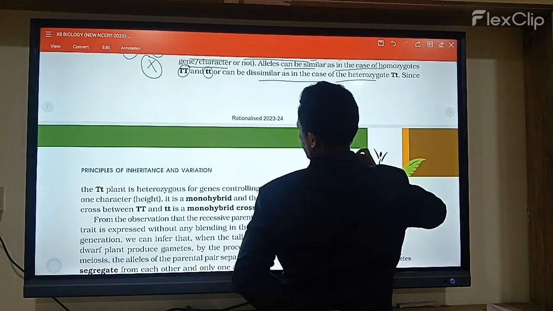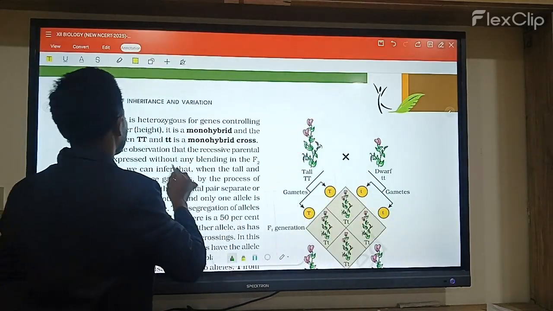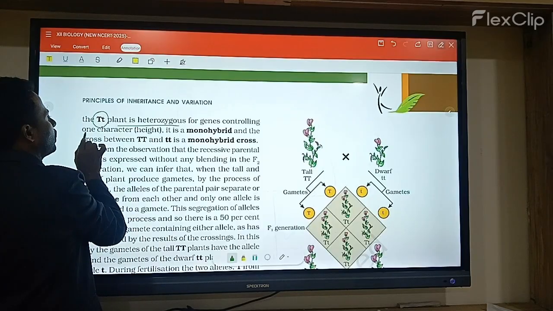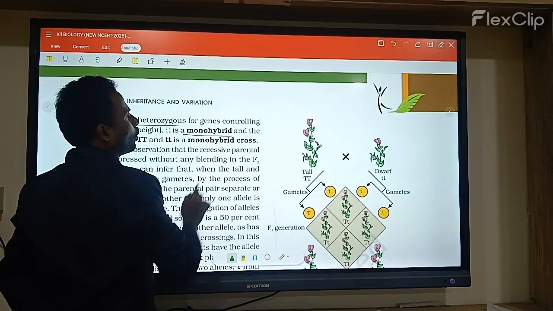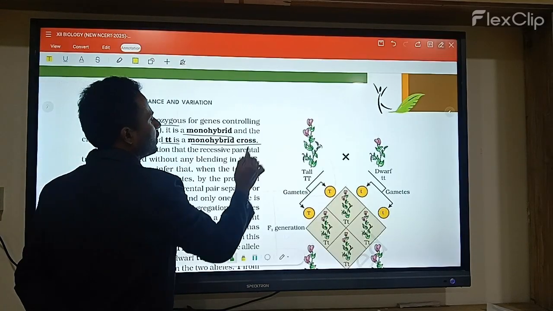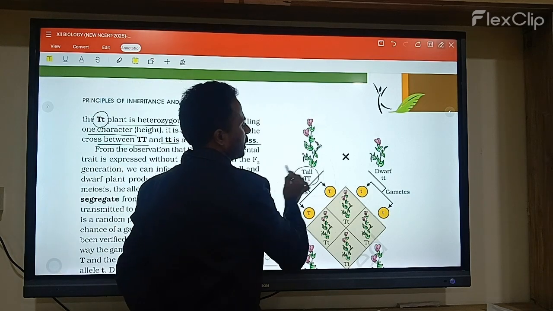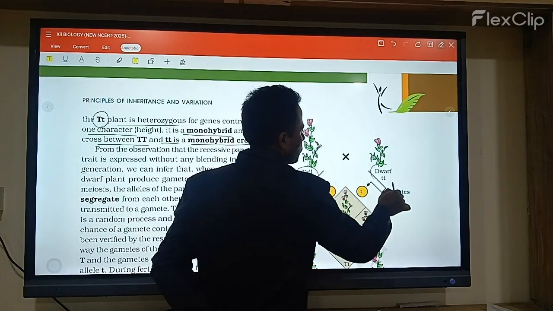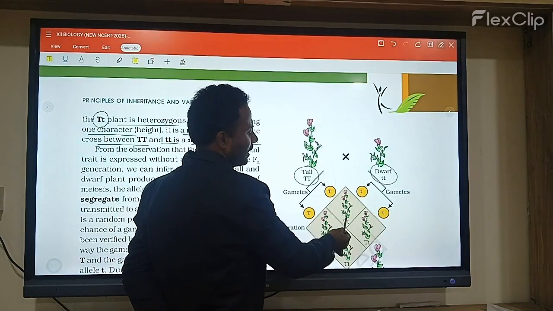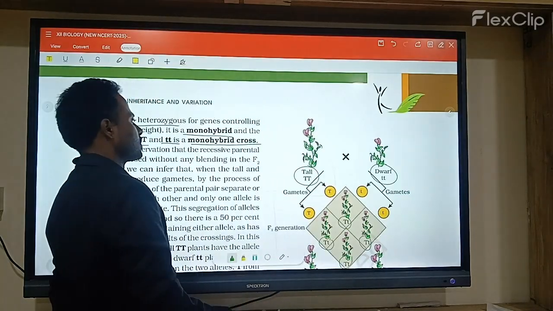Here the capital T small t plants are heterozygous for a gene controlling one character, that is a monohybrid cross. So we get capital T as the dominant character and small t as the recessive parent, and we get the F1 generation with heterozygous characters.